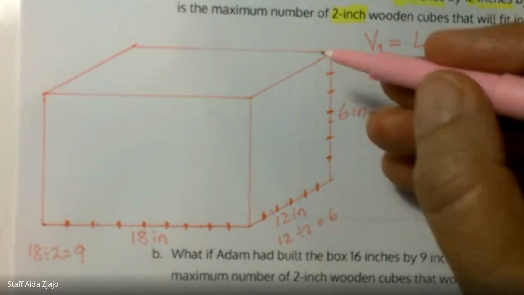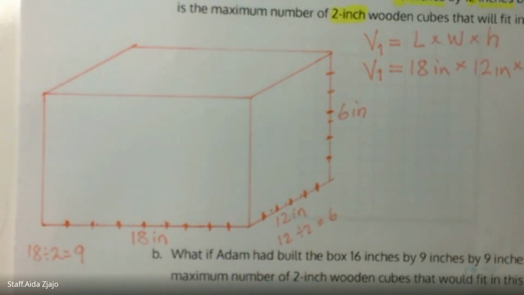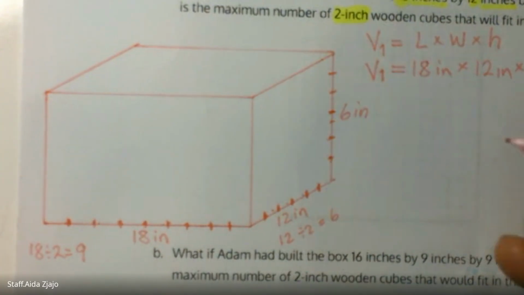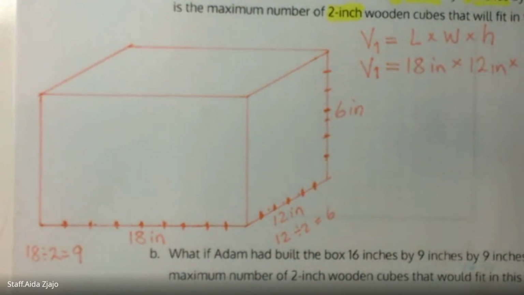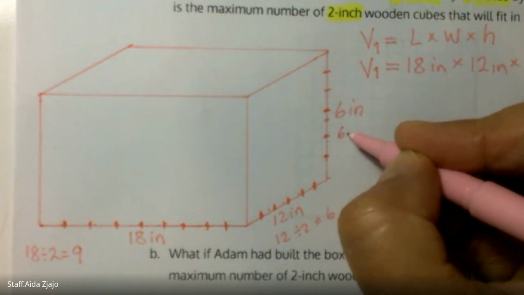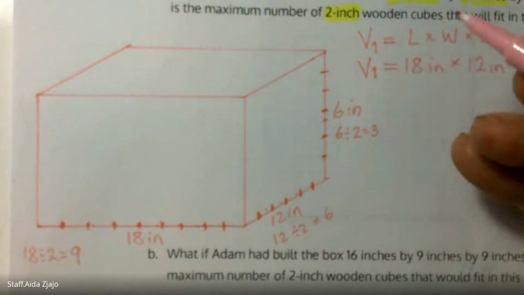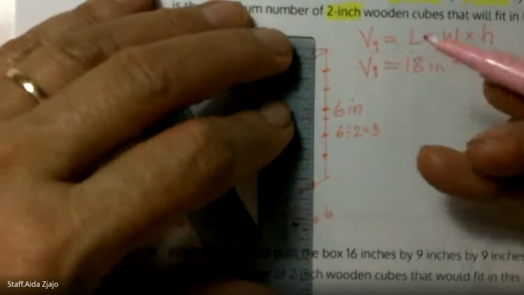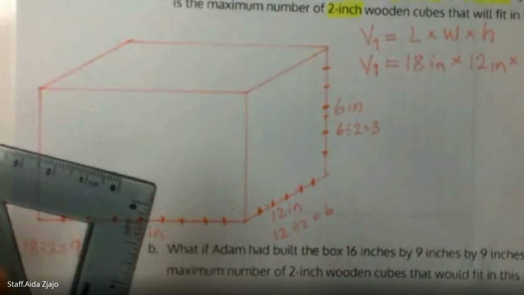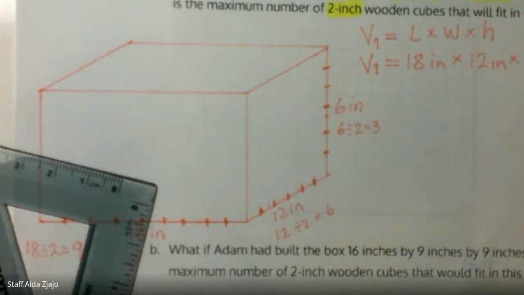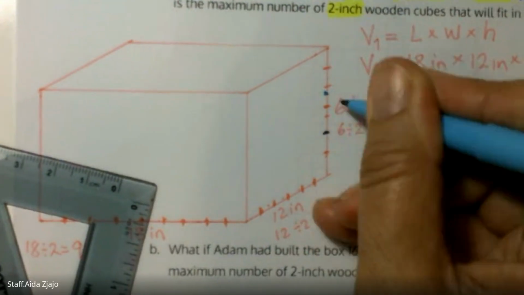Oops, I needed to divide 6 by 2. 6 divided by 2 makes 3. So here I will need only 3 cubes. I just made a mistake there, so it's okay. I needed only 2 lines for 3 spaces. 1, 2.